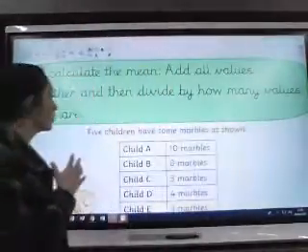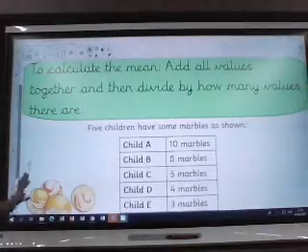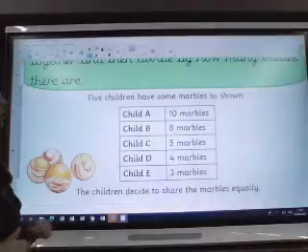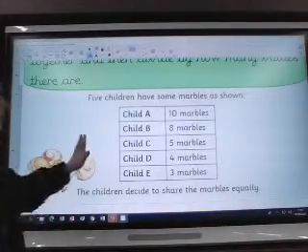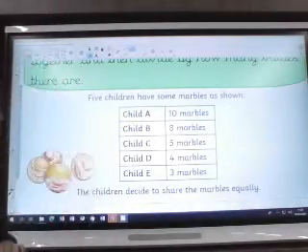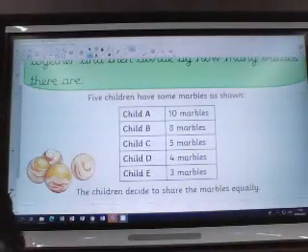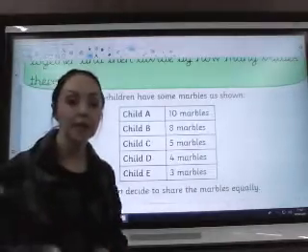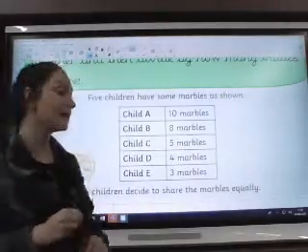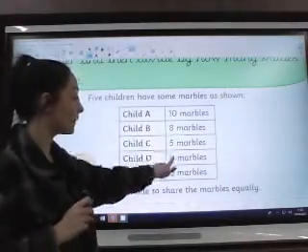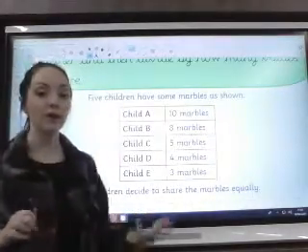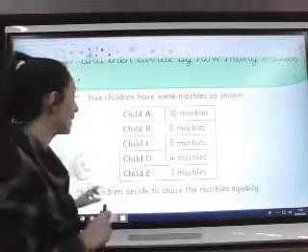So I've got a question on the board for us to have a go at. This isn't from your book, this is a completely different one. It says, 5 children have some marbles as shown. So child A has 10, and then you've got child B, C, D, and E, and how many they've all got. The children decide to share the marbles equally. So to work out how many each one would get, we need to add them all together and then divide by 1, 2, 3, 4, 5. So when we've got our answer, we need to divide it by 5.